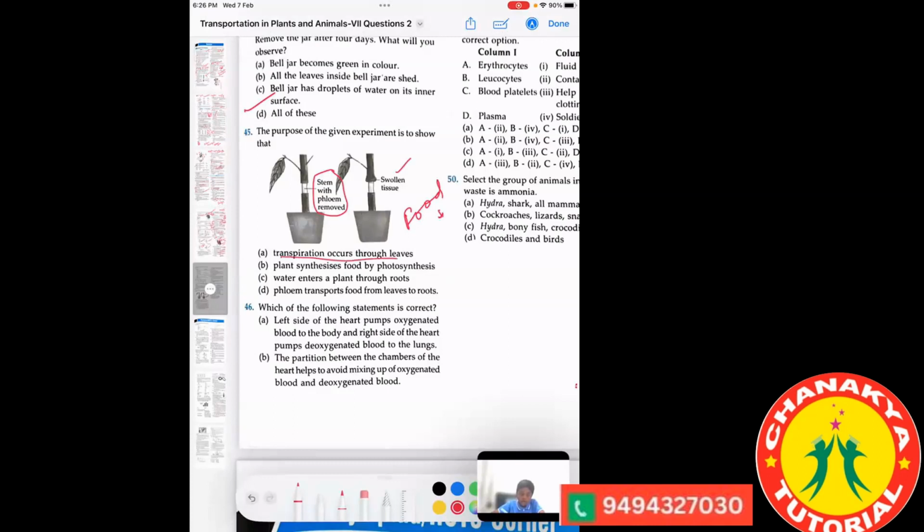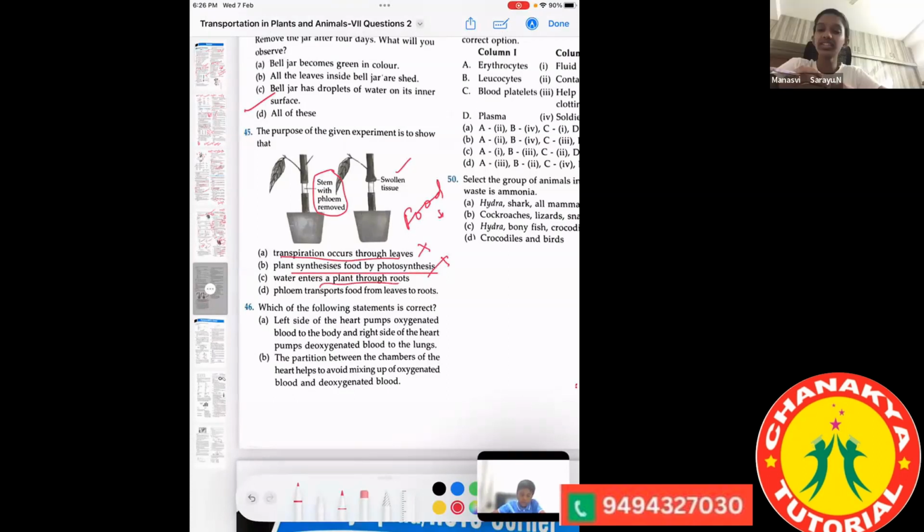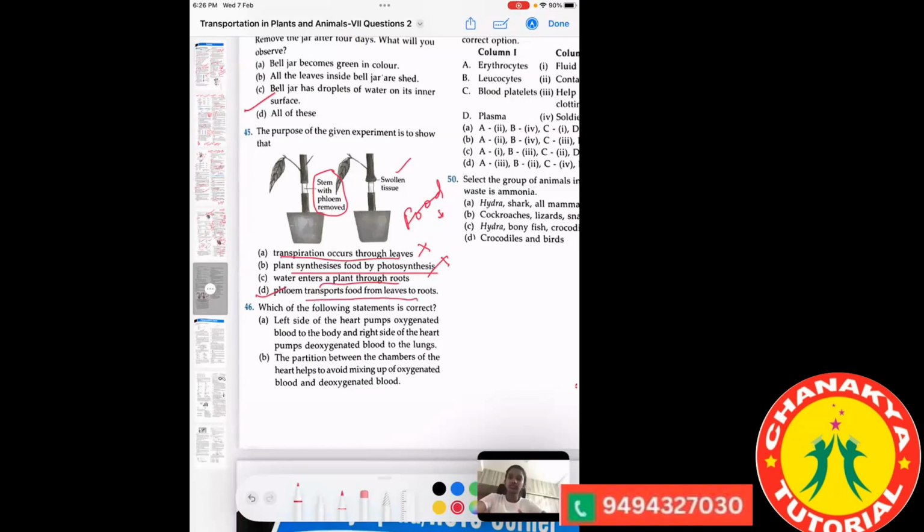The first one, transpiration occurs through leaf. No. The plant synthesizes food by photosynthesis, which is again a no. Then water enters up. Ma'am, is it D? Correct. It is D because phloem transports food from leaves to the root. So we should know that two types of tissues are there. Xylem will be carrying the water, and the phloem will be carrying the food.